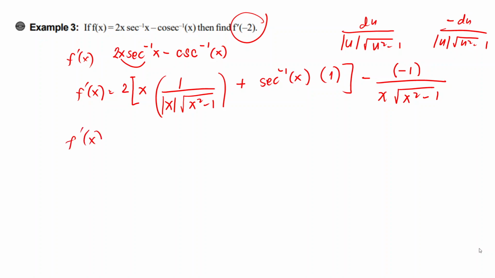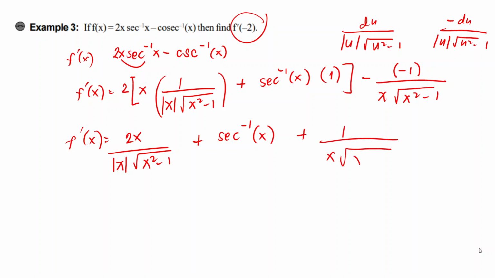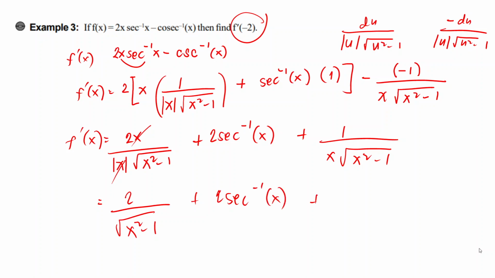This is 2x absolute value of x squared minus 1 plus secant negative 1x plus 1 over x squared minus 1. Okay, ito pwedeng mag-cancel. So, ang magiging sagot dito ay 2x squared minus 1. Okay, nakalimutan ko yung 2 dito. So, dapat may 2 dito. Hindi ko na-distribute. Plus 2 secant negative 1x plus 1 over x squared minus 1.